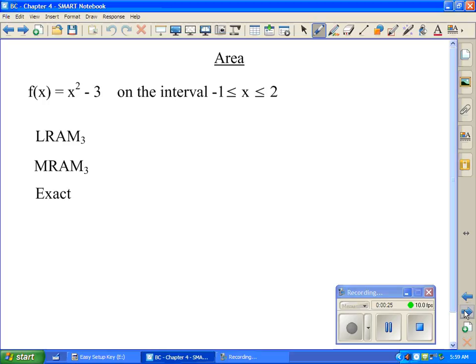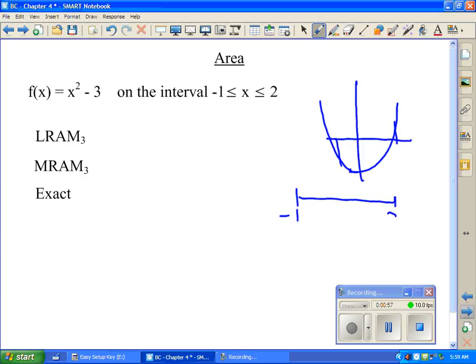So here what I'm interested in is the area between f of x equals x squared minus 3 and the x-axis between x equals negative 1 and x equals 2, which is somewhere up here as a result. And I'm going to look at three different approximation methods: LRAM, which represented the left rectangle approximation method, MRAM, the midpoint, and then the exact calculation. So what we're interested in is the interval between negative 1 and 2. The 3 denotes that we're going to put in 3 rectangles, so at x equals 0 and x equals 1.